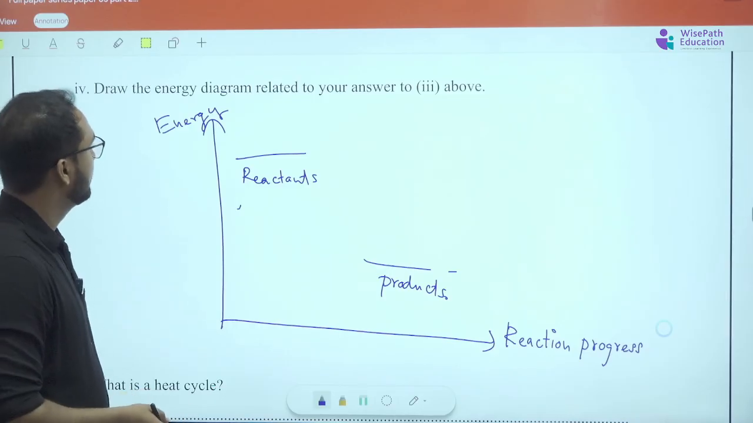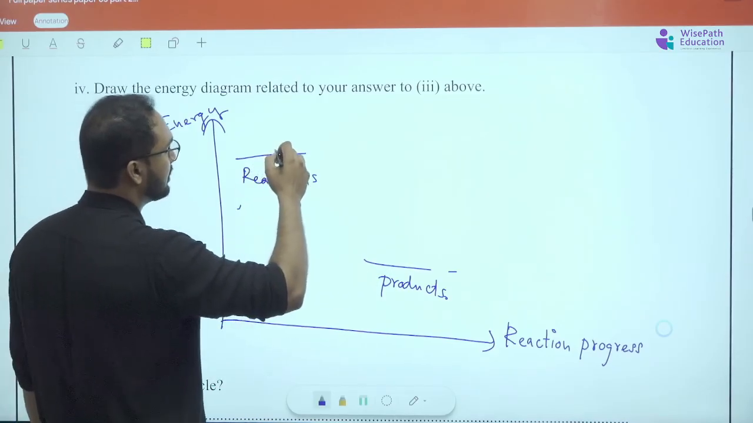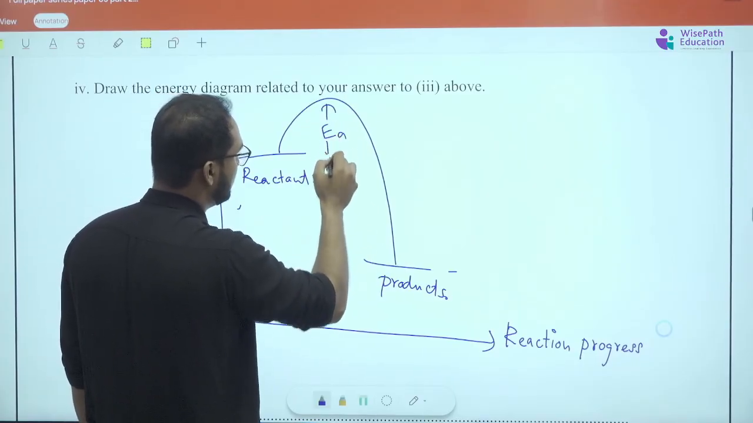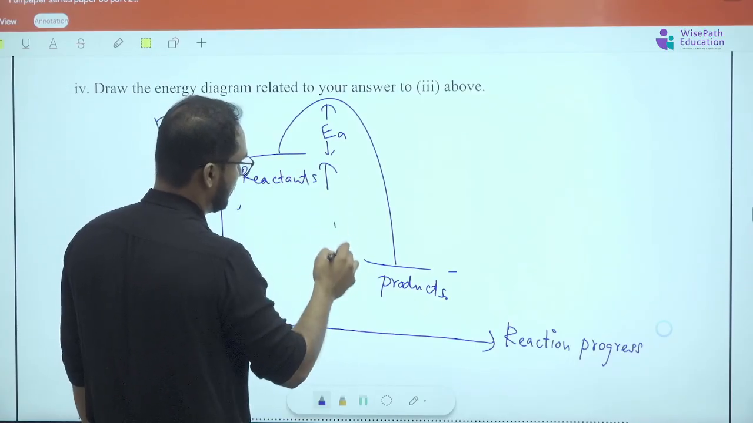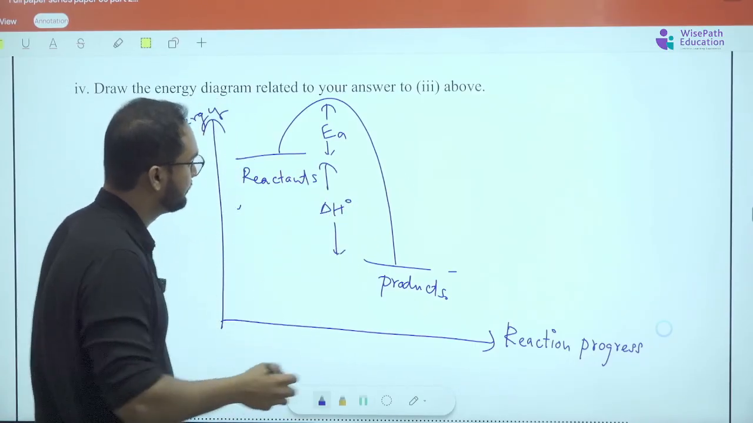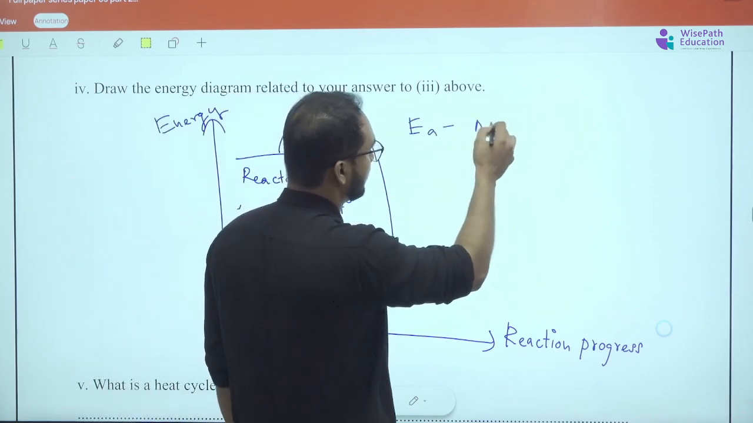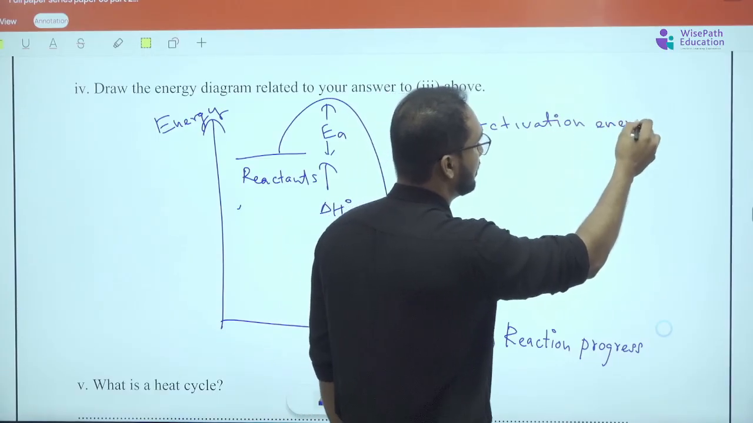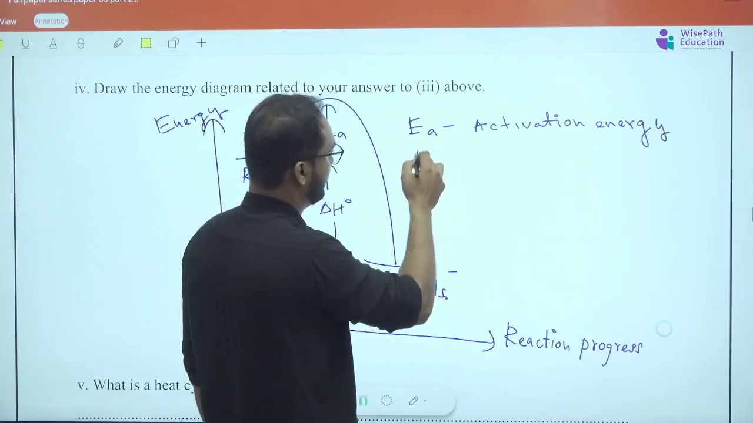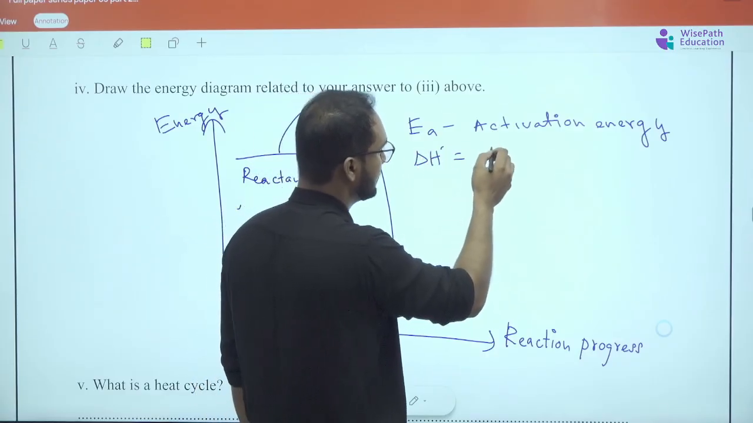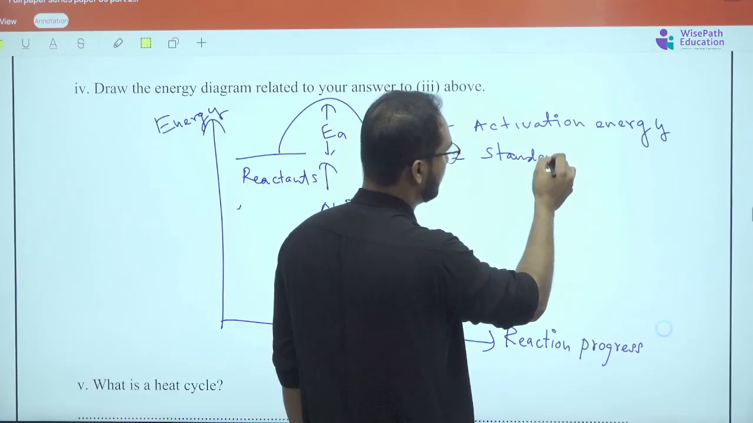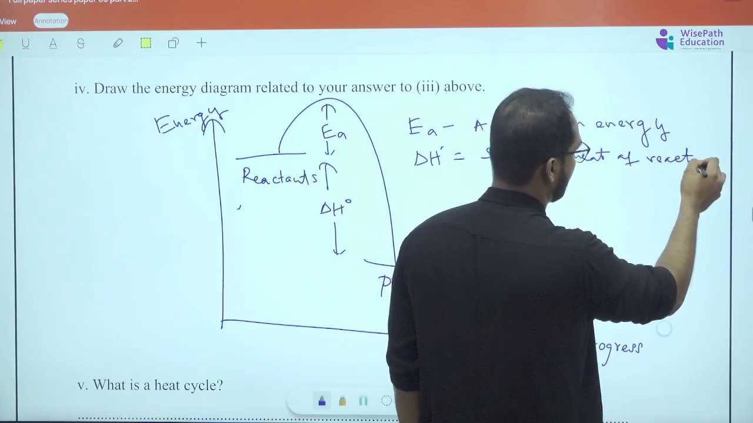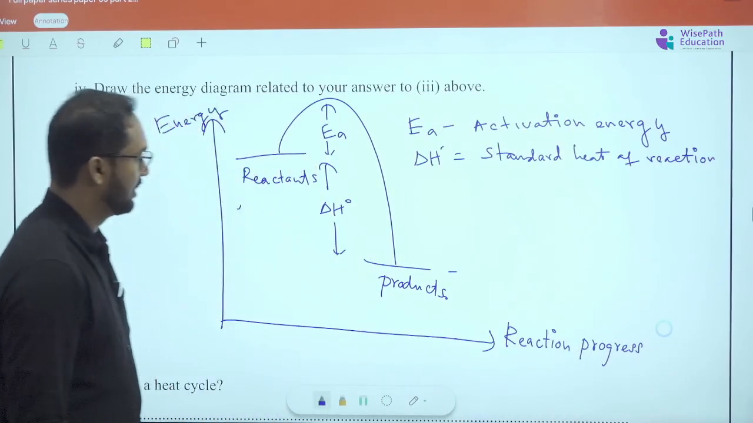Do something. Right? The reactants, then products. Yeah, it has to have a jump up, and this is the activation energy, and this is the delta H naught, and you have to define those. So EA is what? Activation energy, and delta H naught is what? Standard heat of reaction, right? Standard heat of reaction. You have to define those things.